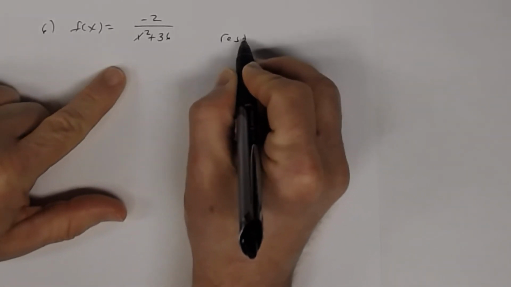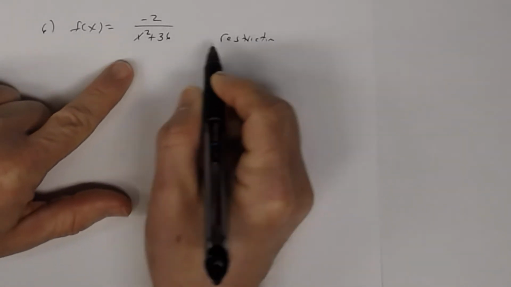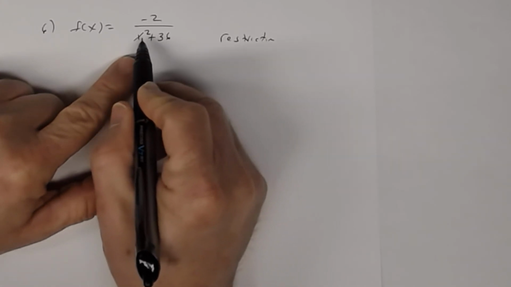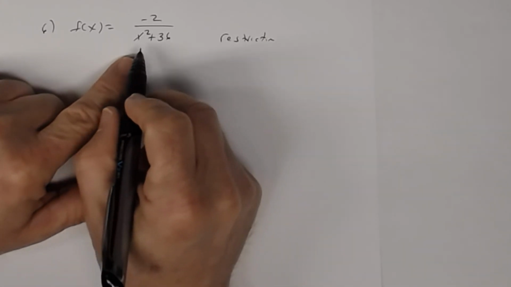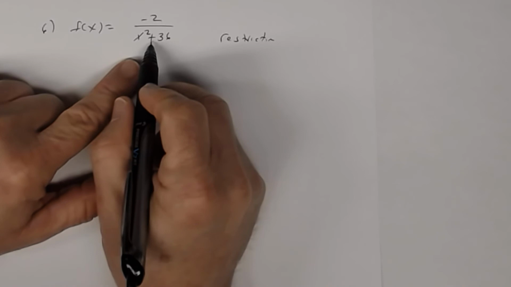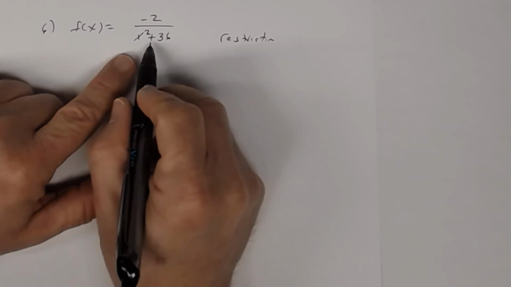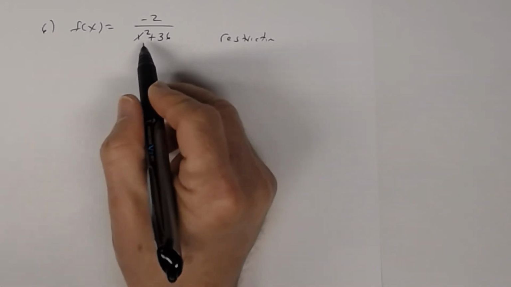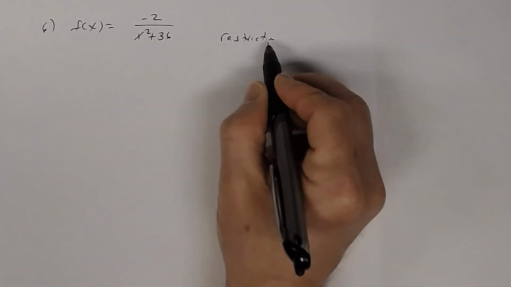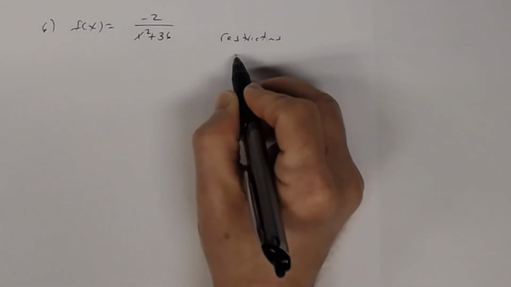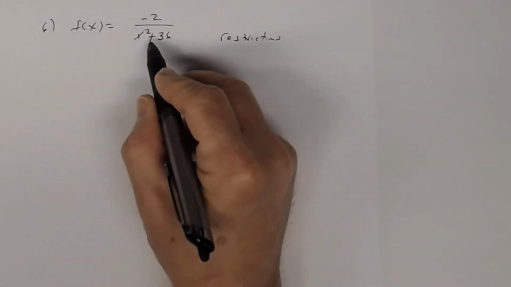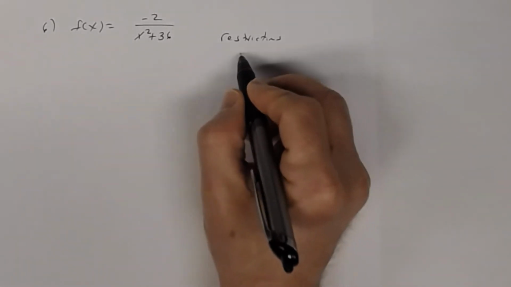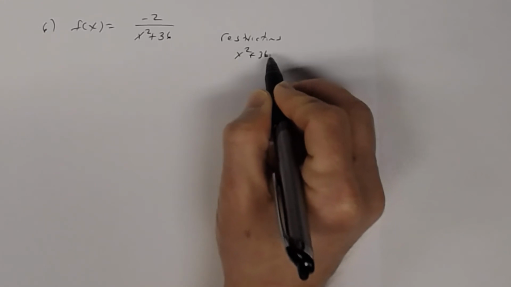Now, I want you to notice that I cannot factor this. That's the difference of two squares. I'm sorry, that's the sum of two squares, excuse me. So I cannot factor it over the real numbers. When I think about the restrictions, what real number makes this 0?